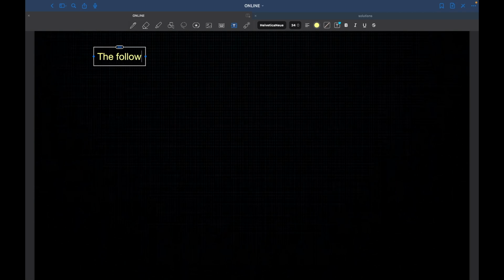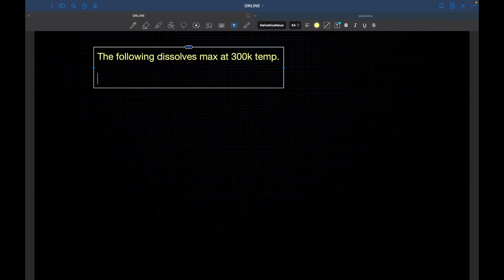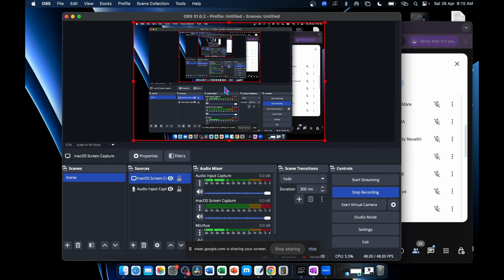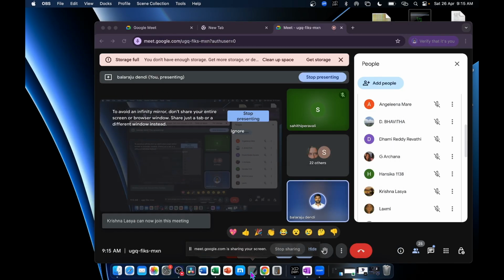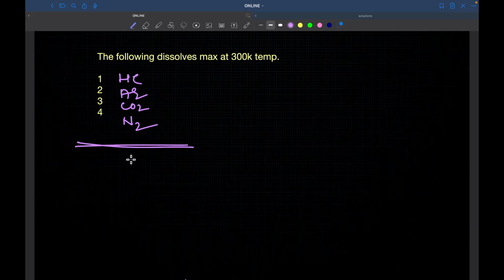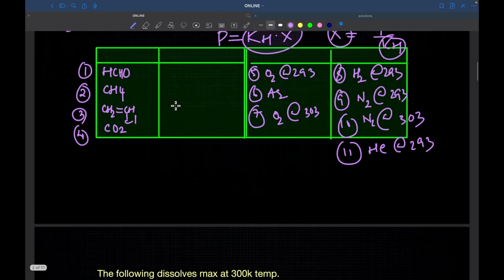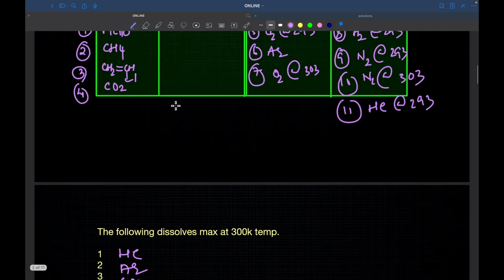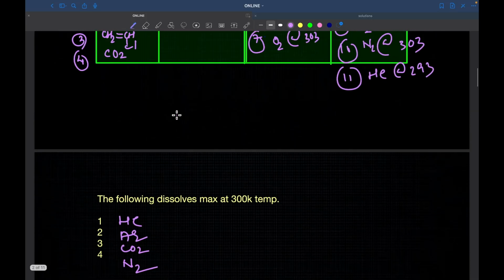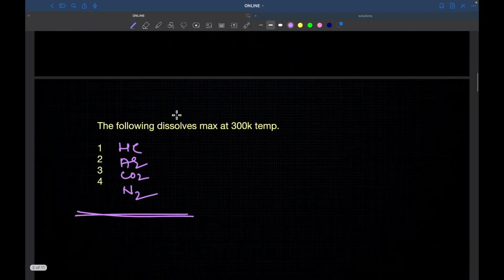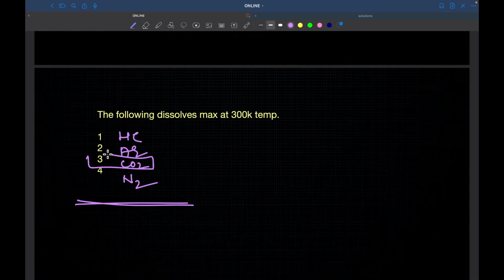The question will be: the following gas dissolves maximum at 300 Kelvin temperature. So the options will be like this. What is the answer for this question? You have just seen them. Look at where CO2 is, it is in 4th place. Helium is in the last place. Nitrogen is in 9th and 10th place, right. Argon is at 6th place. What is the answer? CO2 is the one.